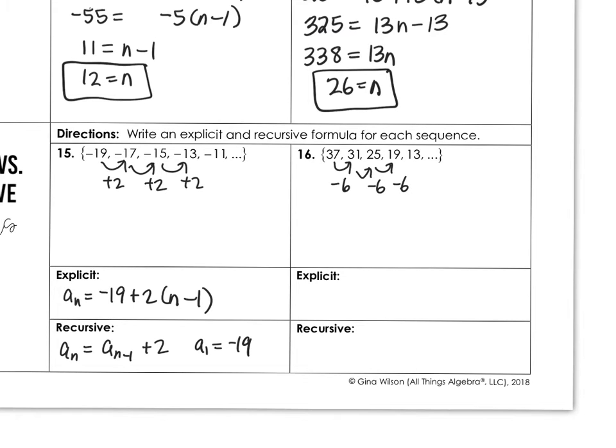Okay. On the next one, notice here they are subtracting 6 each time? Yeah. Okay, so the explicit formula would be first term minus 6 times n minus 1. The recursive one would be the term in front of it minus 6, and then I have to specify what my first term is.